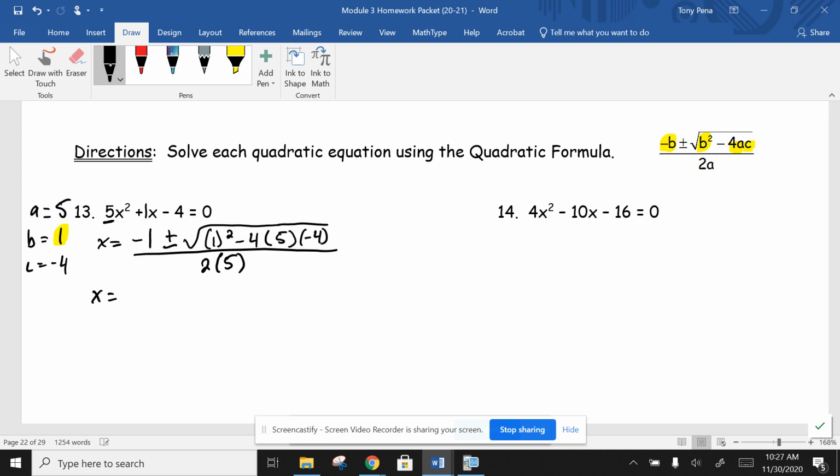So from there, we have our -1 plus or minus 1 squared, which is a 1. And then here's where you just need to be careful. When we eventually get to a quiz on this, this is where we tend to mess up. -4 multiplied by 5 should be a -20. So these first two numbers give us a -20. But when we take that -20 and multiply it by a -4, that should give us a positive 80. All of that gets divided by 2 times 5, which is a 10.